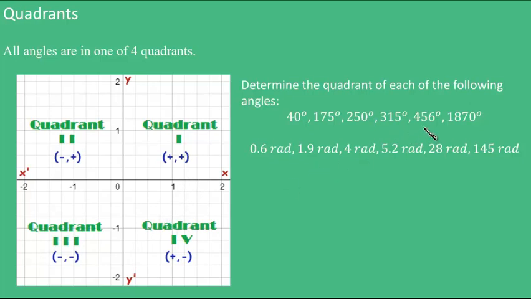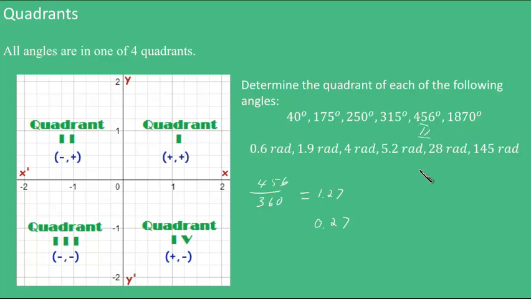456. No, that's not so easy. There are other ways to do this, but for me the easiest is to simply say 456 divided by 360. That will simply give me the number of revolutions. That's 1.26, or 1.27 if I round off properly. So that's the same as 0.27 of a revolution. So 0.27 is between 0.25 and 0.5. So this places us in the second quadrant, quadrant 2.